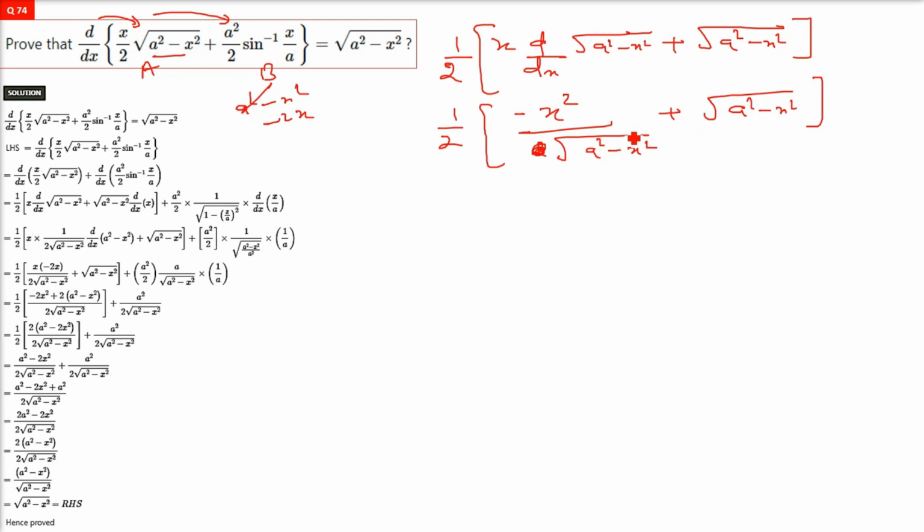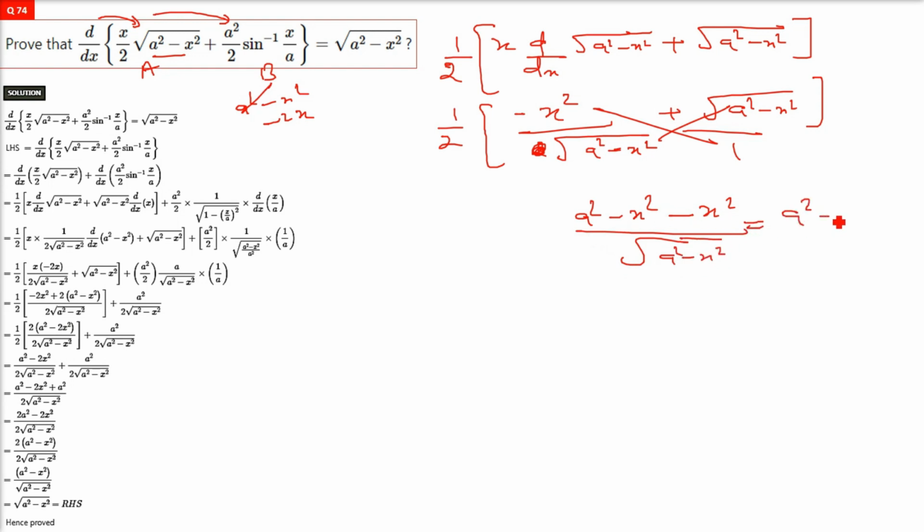Now let us solve this first. I told you how to take the LCM. So minus x square I am writing here. Root gets cancelled, so a square minus x square, and divide by under root a square minus x square. 2 is already there outside. So we will get a square minus 2x square by under root a square minus x square. And half is already there. So this is just the first part.